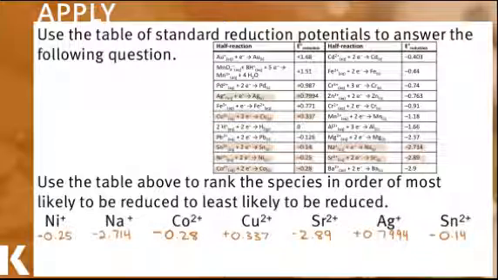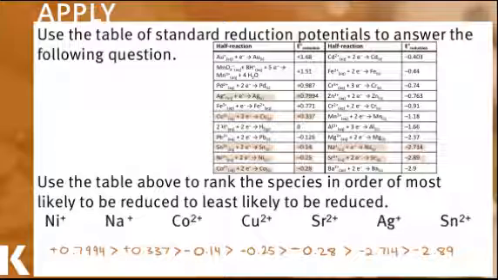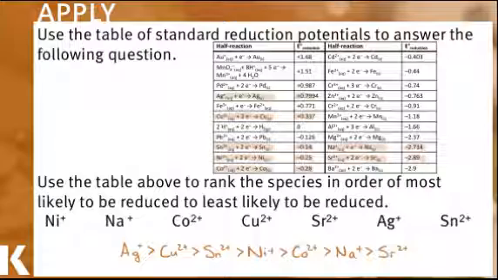Since we know that larger and more positive means more likely to be reduced, we can go ahead and order the values from highest to lowest to get the following. Replacing these with their associated molecules reveals our answer.